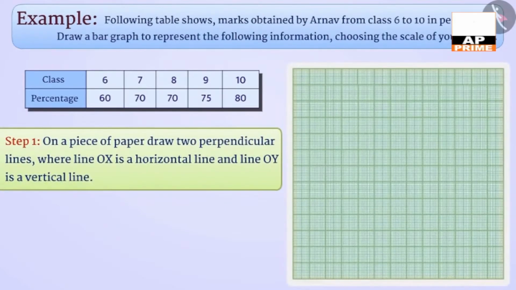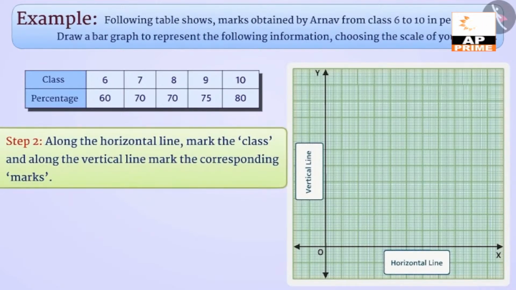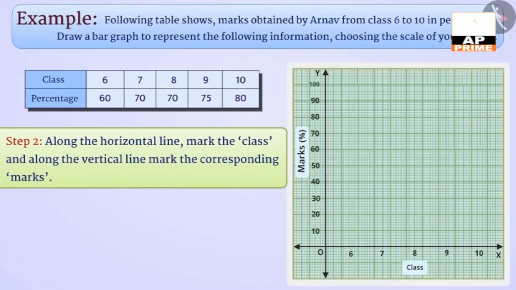Step 1. On a piece of paper, draw two perpendicular lines where line OX is a horizontal line and line OY is a vertical line. Step 2. Along the horizontal line, we will mark the class, and along the vertical line, mark the corresponding marks.